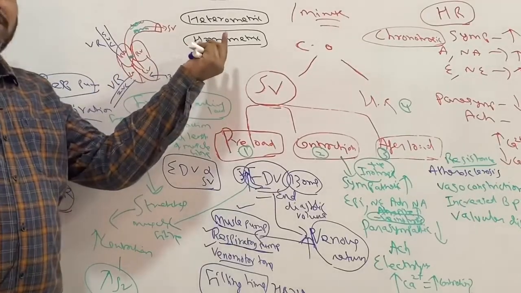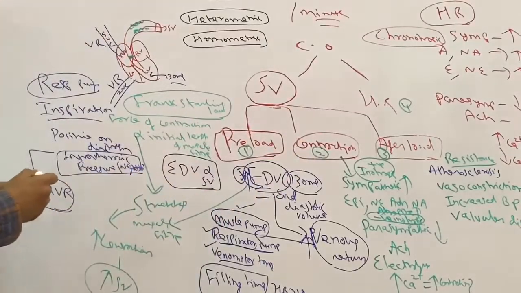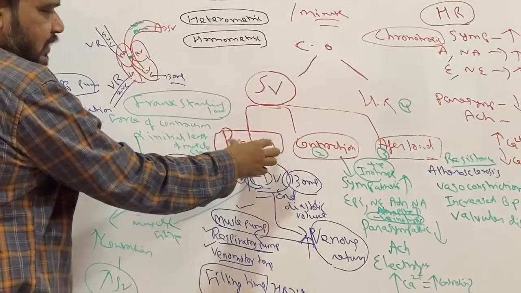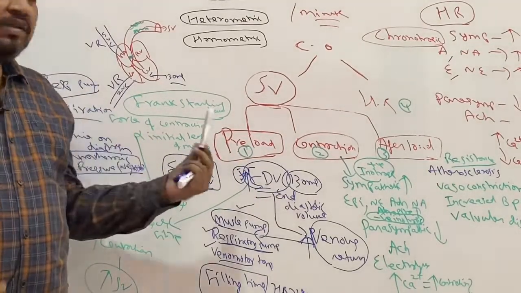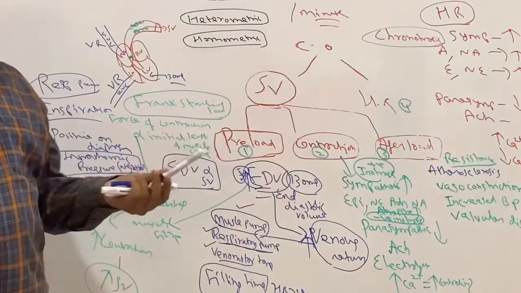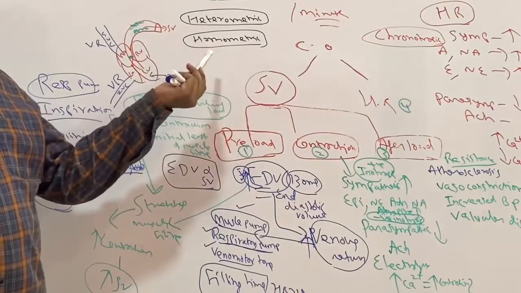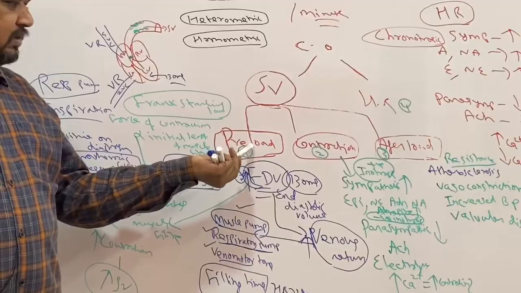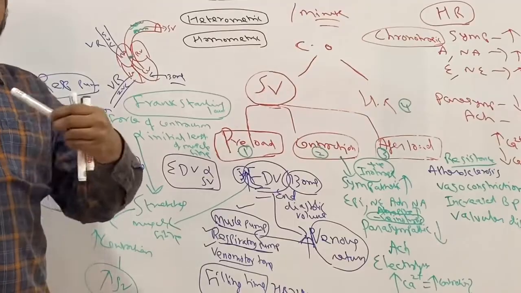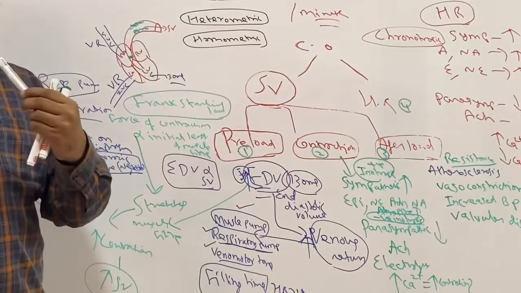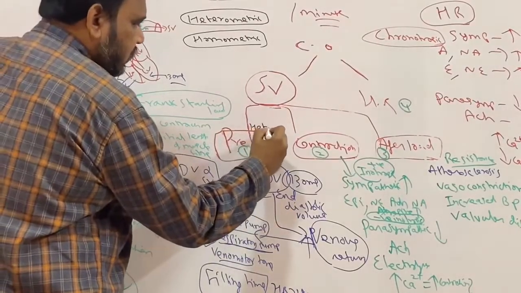Homo means same, hetero means different. So I will just tell, already we discussed, for example, imagine this preload. This preload is nothing but depending on the initial length of the muscle fiber. So only when the length varies, there is going to be increased stroke volume. So you can now answer yourself whether this preload is heterometric or homometric. Homo means same length, hetero means different length. So here, when the end diastolic volume is increased, or when the blood coming to the ventricles during relaxation is more, there is a stretch of the muscle fiber. Stretch of the muscle fiber means length varies. So this preload is heterometric regulation.